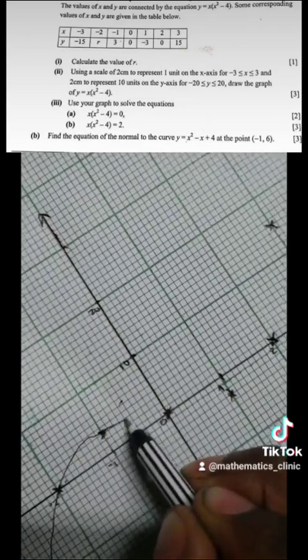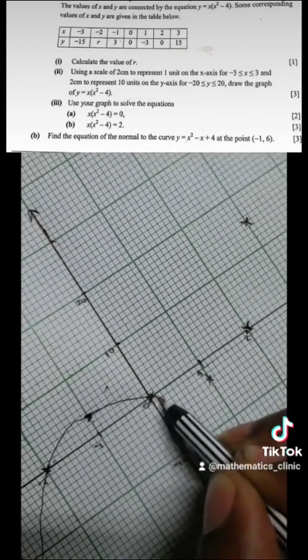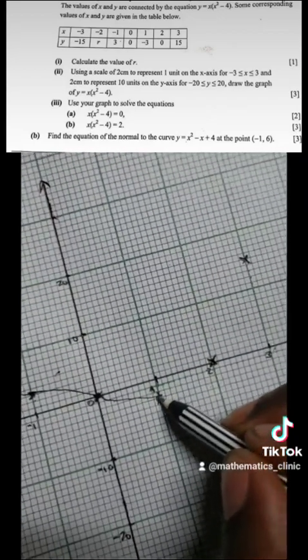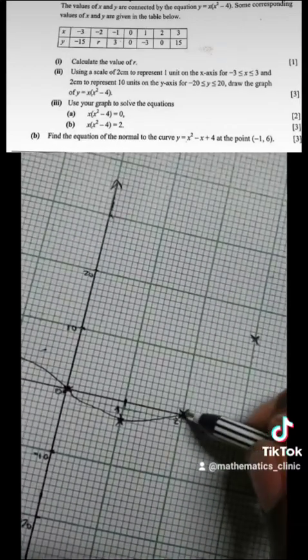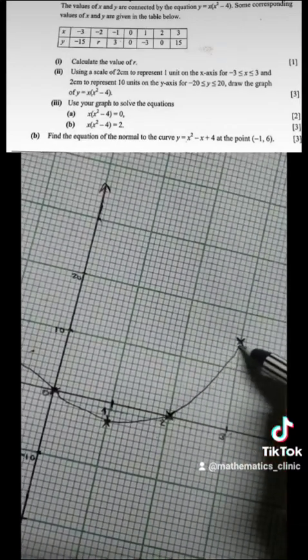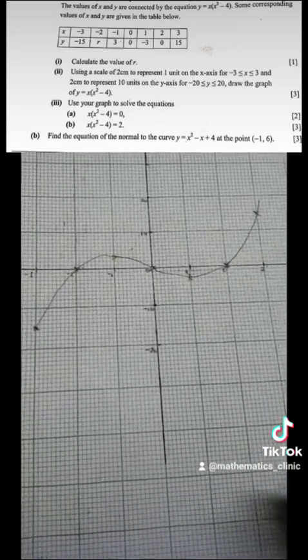Please, when you are plotting a graph, you use a pencil. It is advised to use a pencil. Okay, so this is just for illustration purposes. So now the graph will come out like this, right? The graph will come out like that. So we have just answered part 2. So this is our part 2.